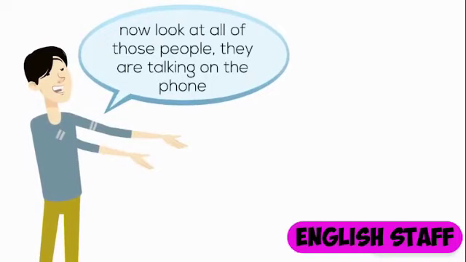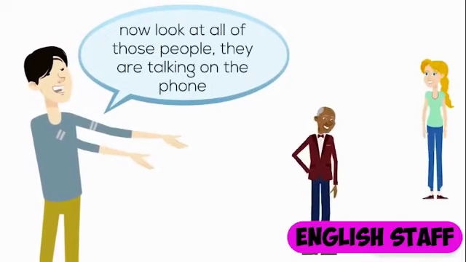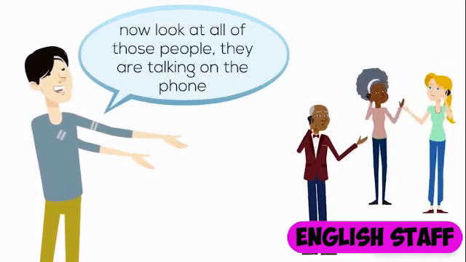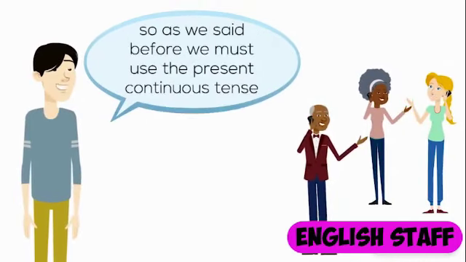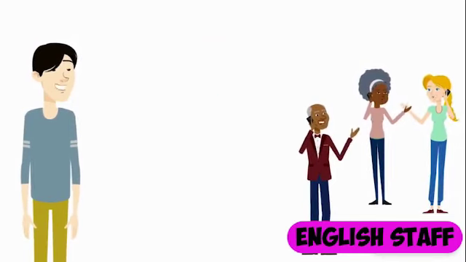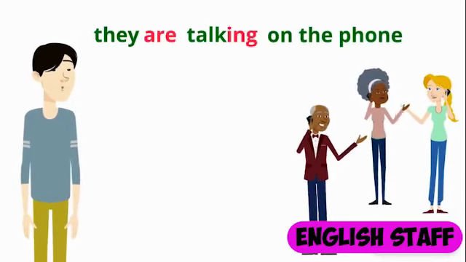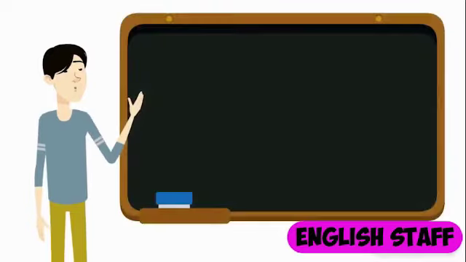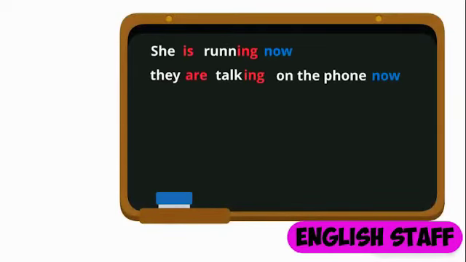Now look at all of those people. They are talking on the phone. So as we said before, we must use the present continuous tense. They are talking on the phone now. Now we have two examples. The first example, she is running now. The second one, they are talking on the phone now.